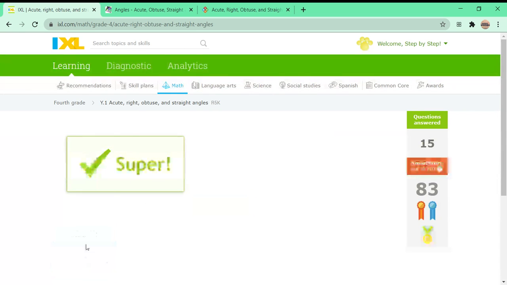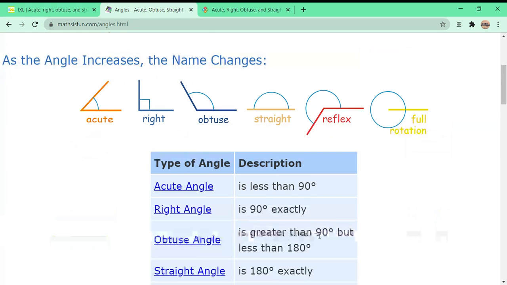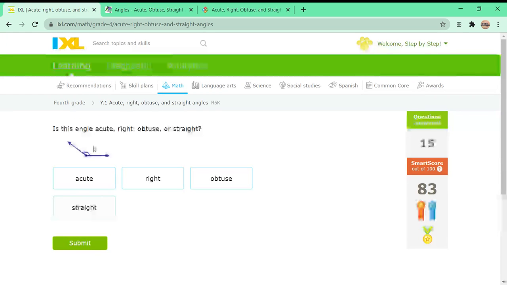Super. Is this angle acute, right, obtuse, or straight? So this is obviously obtuse because obtuse, as we all know, is greater than 90 but less than 180. So this is definitely greater than 90, so this is definitely obtuse.